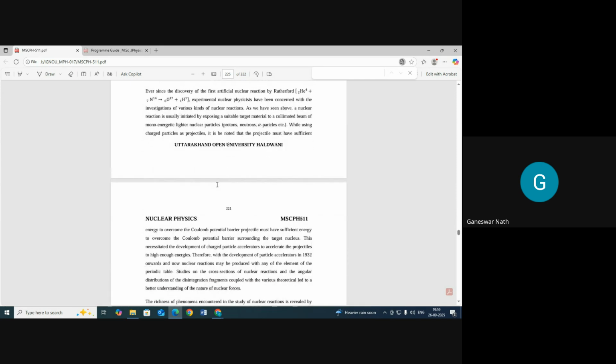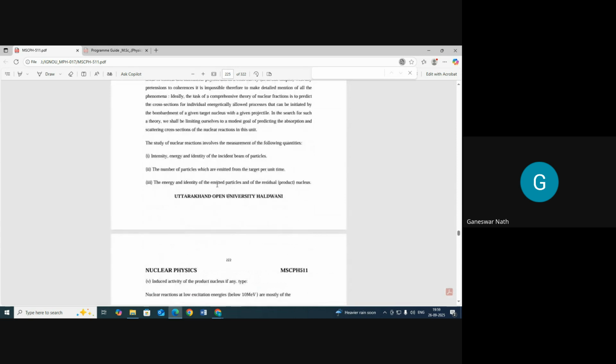So this is the symbolic or compact representation of this nuclear reaction. Now the study of a nuclear reaction actually involves the measurement of the following quantities: the intensity, energy, and identity of the incident beam particles, the number of particles emitted from the target per unit time, and the energy and identity of the emitted particles or of the residual nucleus.